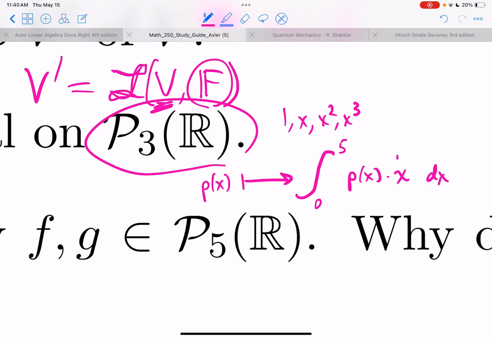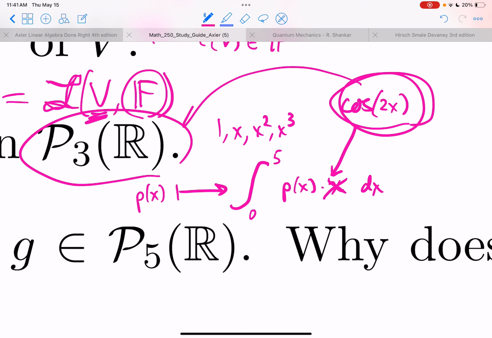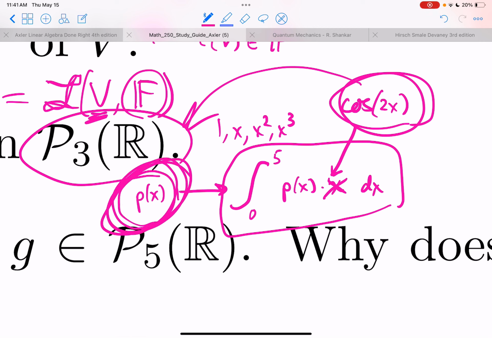Okay, that would be fine. Or you could even replace x by the cosine of 2x. Even though cosine of 2x is not in this space, it's just going to play a role as something to integrate against. This will still be a linear map. It's linear in the variable p.